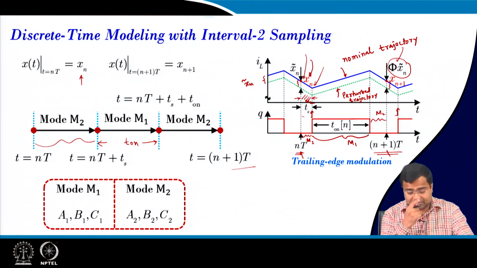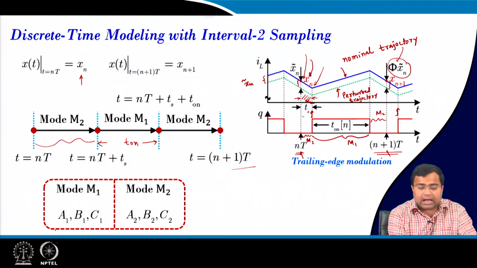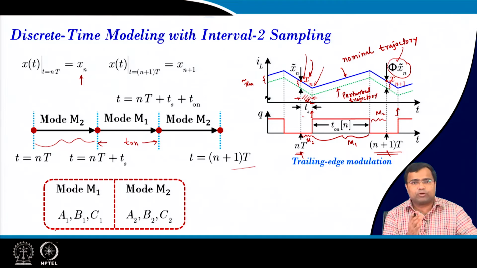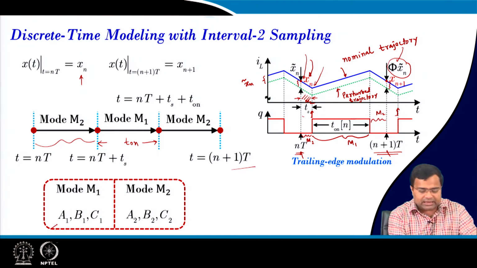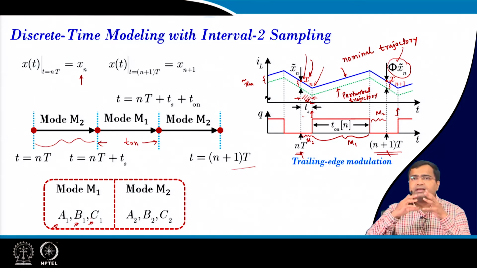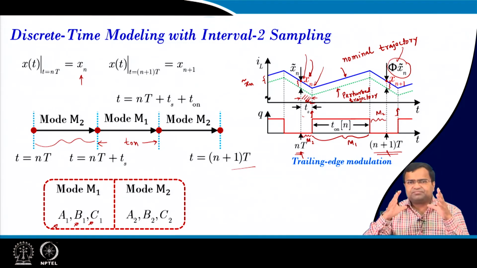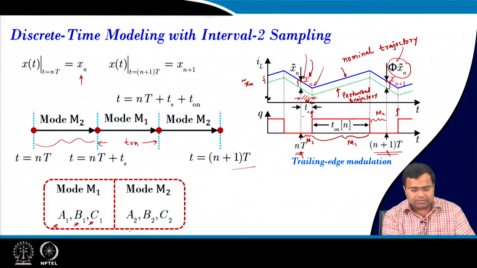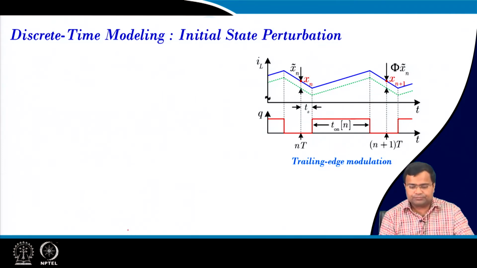For mode 1, because we already know the state space model, the matrices are A1, B1 and C1. A1 is the state matrix, B1 is the input matrix and C1 is the output matrix. Similarly, for mode 2 there are A2, B2 and C2.